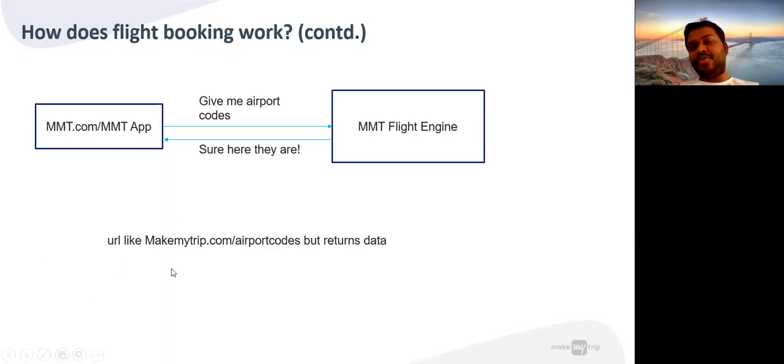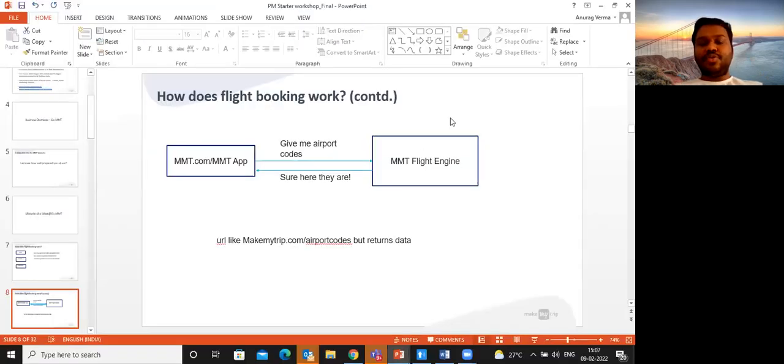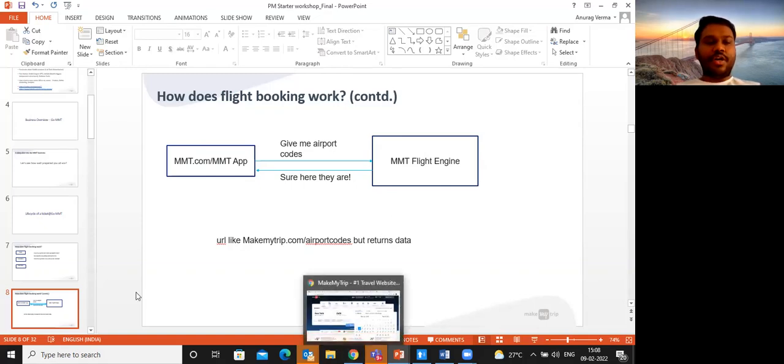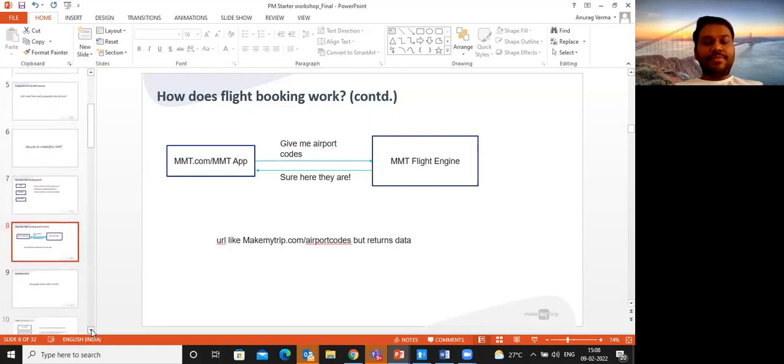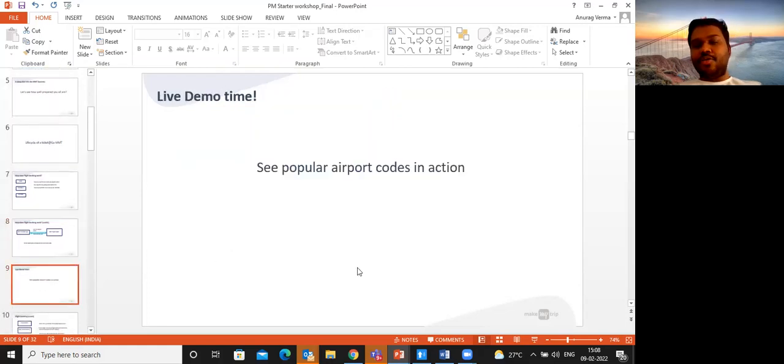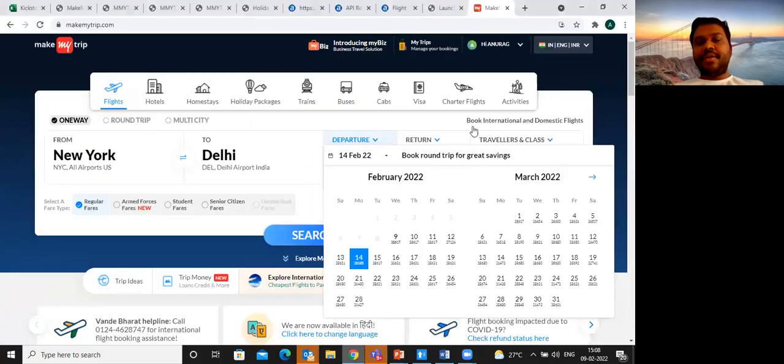Like you have different URLs for websites, there would be a URL like MakeMyTrip.com/airportcodes, which does not return a website but actually returns data, which we call an API, right? Which is what Chirantan was referring to. So an API is nothing but a URL that, instead of returning a full-blown website, returns you raw data. And then you use that raw data to build your screen. I'll do a small, very simple demo. So let's see how the airport codes come in, right?